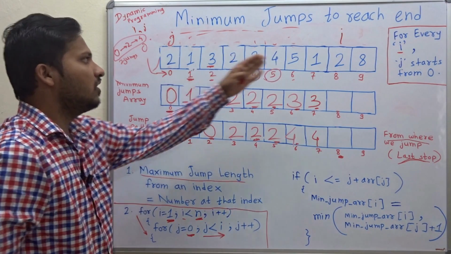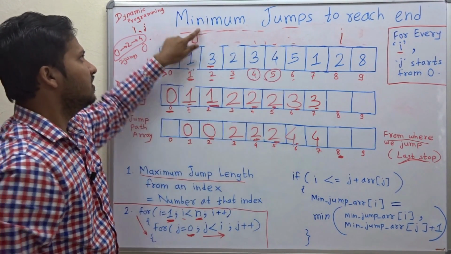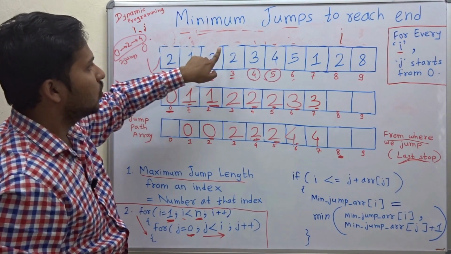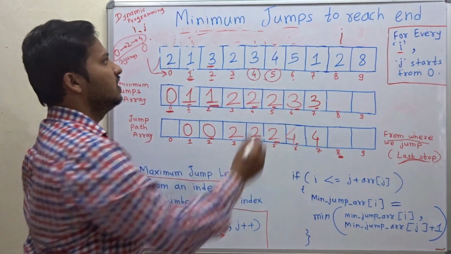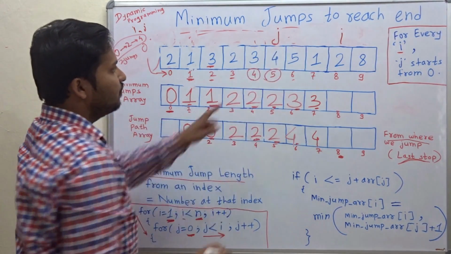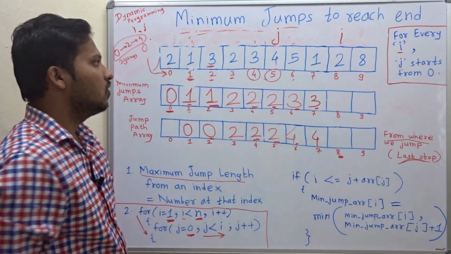Now again not in range, then increment j. Again I is not in range of j. So in this way you can go up to here, the 5th index. Now at the 5th index, I is in range of j.